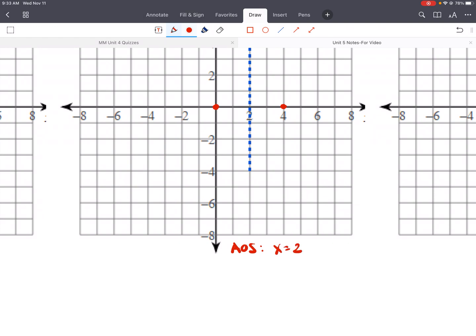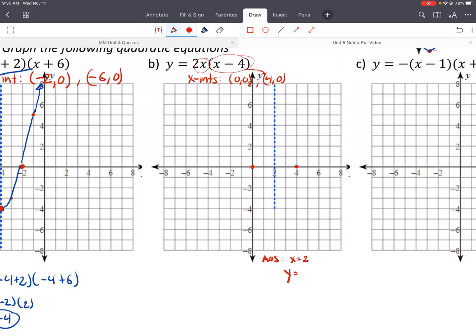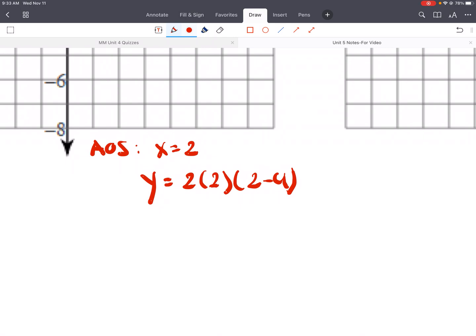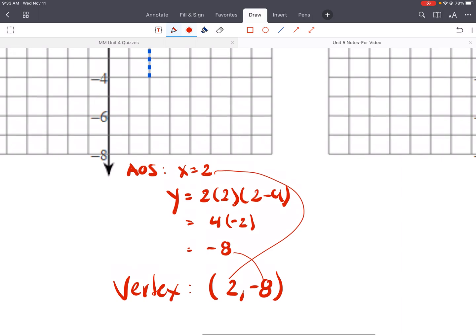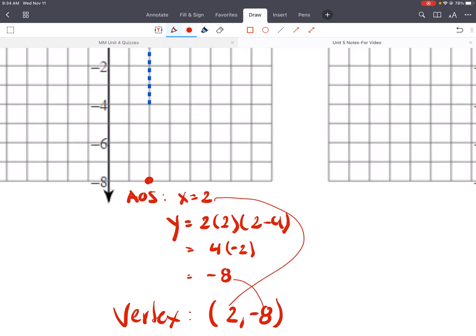And then we want to find our y value. So we just plug x equals 2 in, would have 2 times 2 times 2 minus 4. So this would give us 4 times negative 2, or negative 8. So our vertex will be 2, negative 8. So 2, negative 8 was right here.